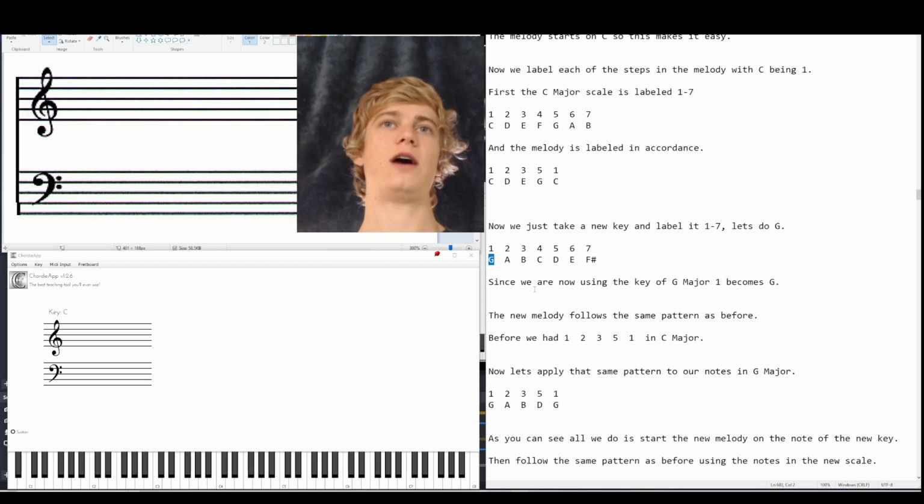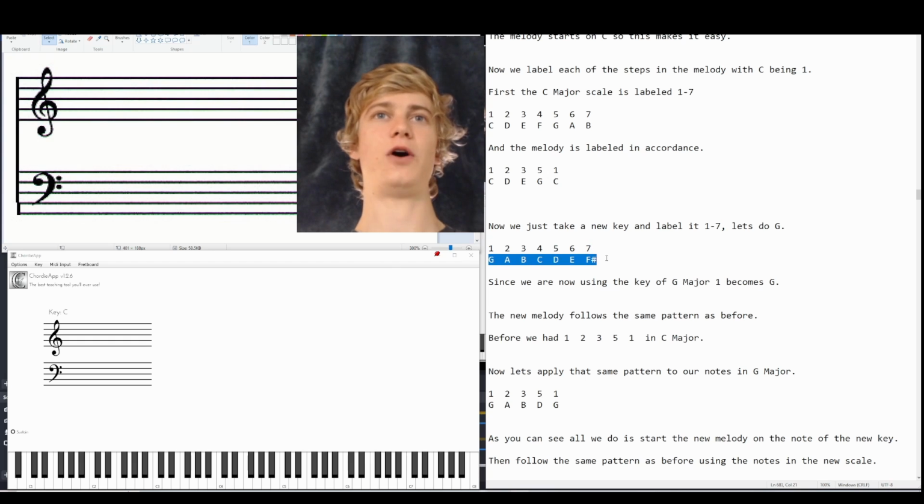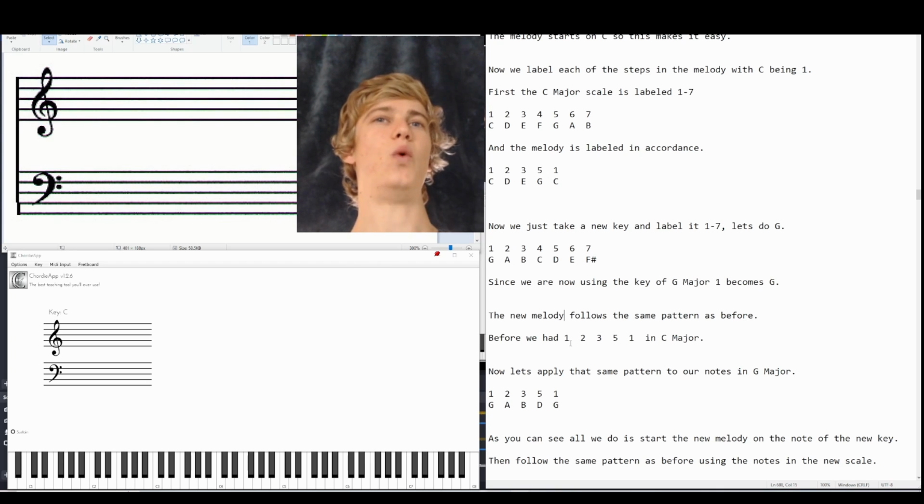So since we are now using the key of G major, 1 becomes G. As you can see, it's just 1 through 7, just like in C major, but it's following the G major scale. So now our melody is going to follow the same pattern as before. Before we had 1, 2, 3, 5, and 1 in C major, which made that melody. So now let's apply that same pattern to our notes that are in G major.